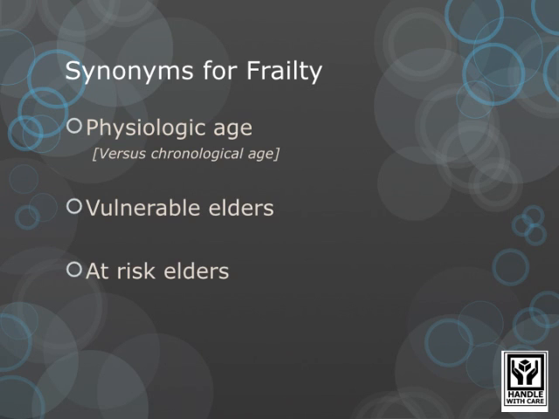You might have also heard other people talking about other ways of thinking about this, and they're sort of synonyms for frailty. So you might hear physiologic age. I think that's a good synonym. So I think frailty actually is physiologic age versus the chronologic age, okay? You might have heard vulnerable elders. I think that's true, absolutely. I think that frail older people are vulnerable. And at-risk elders, I think that's also a good synonym.